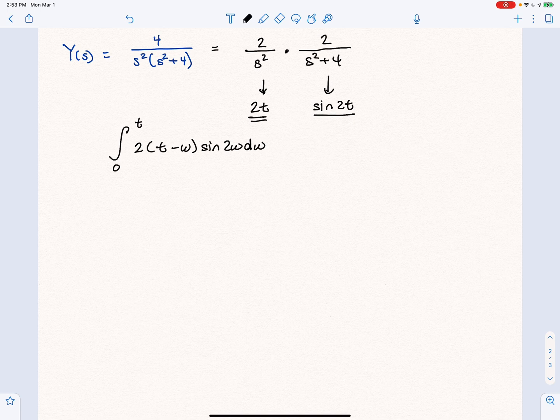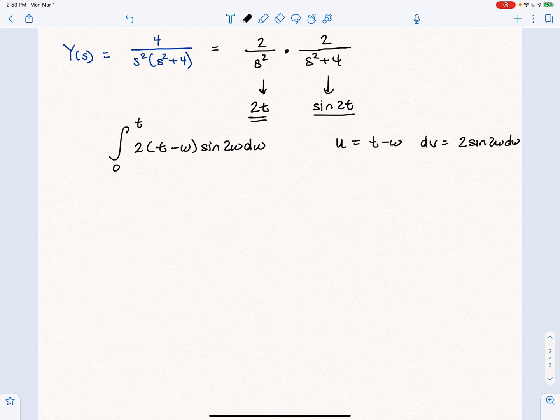Now, in order to find this integral, one thing we could do is break it up into two integrals, but there's really no need to do that. I'm going to use integration by parts here, because even if we broke it up, one of them would have to be integration by parts. I'm going to say u is equal to t minus w, and dv is equal to 2 sine 2w.